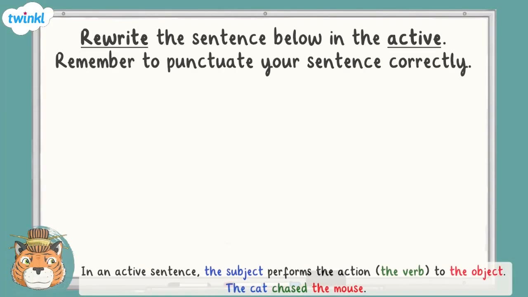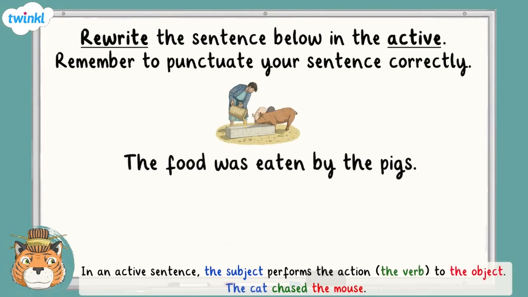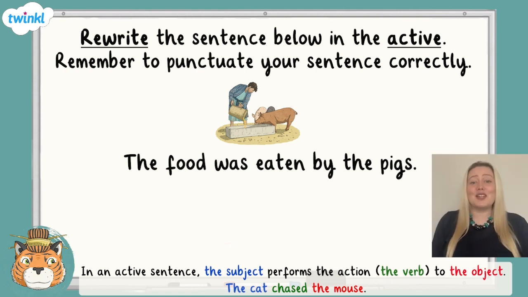Hoo-yah! Now it's time for our final question. Rewrite this sentence so that it's in the active. You may wish to say your sentence out loud, or you may wish to write it down on a piece of paper or a whiteboard. Remember to punctuate your sentence correctly using capital letters and full stops. The sentence says, the food was eaten by the pigs. Pause the video now and press play when you have an answer.